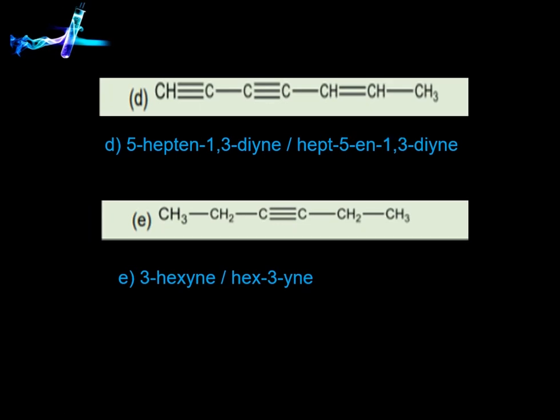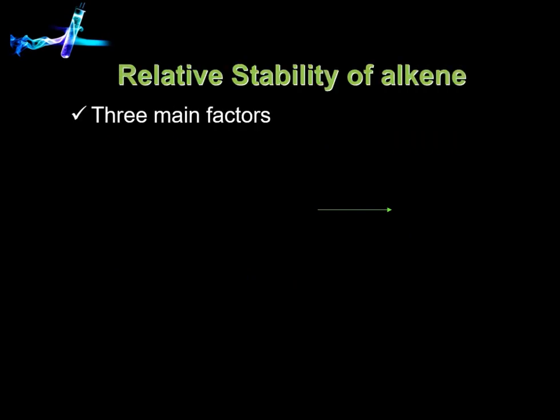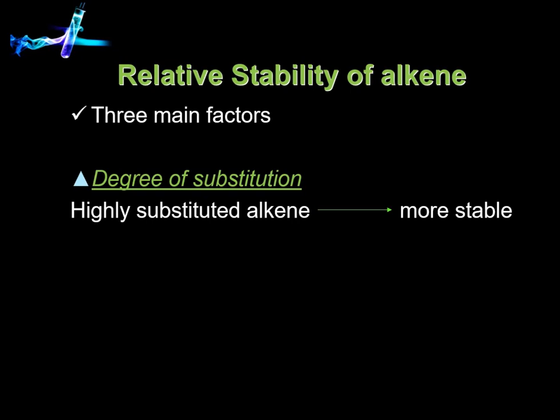Now moving towards today's topic, that is relative stability of alkenes. There are 3 main factors that contribute towards stability of various kinds of alkenes. Relative means comparing stability of various kinds of alkenes. The first one is degree of substitution, that is, how much substituted an alkene is.